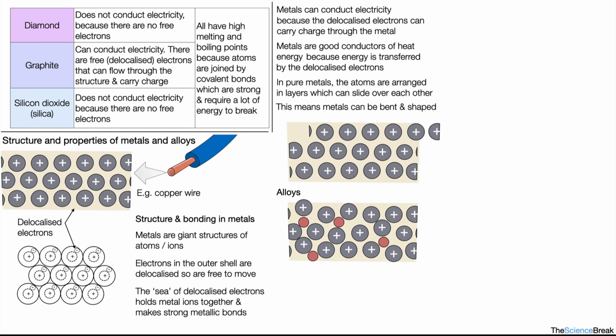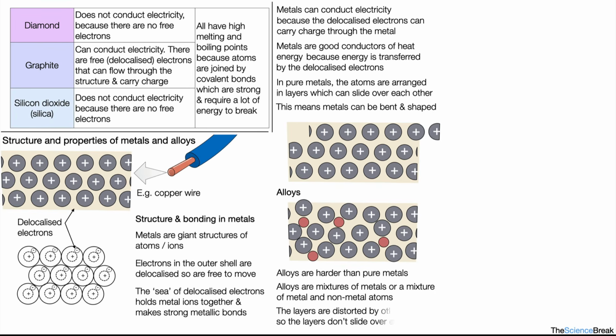In terms of alloys, you can see the structure is slightly different. Alloys are harder than pure metals. This is because alloys are mixtures of metals, or mixtures of a metal with non-metal atoms, and the layers are distorted by the other atoms, so the layers don't slide over each other very easily at all. This makes alloys harder than pure metals. So that's key information about metals.